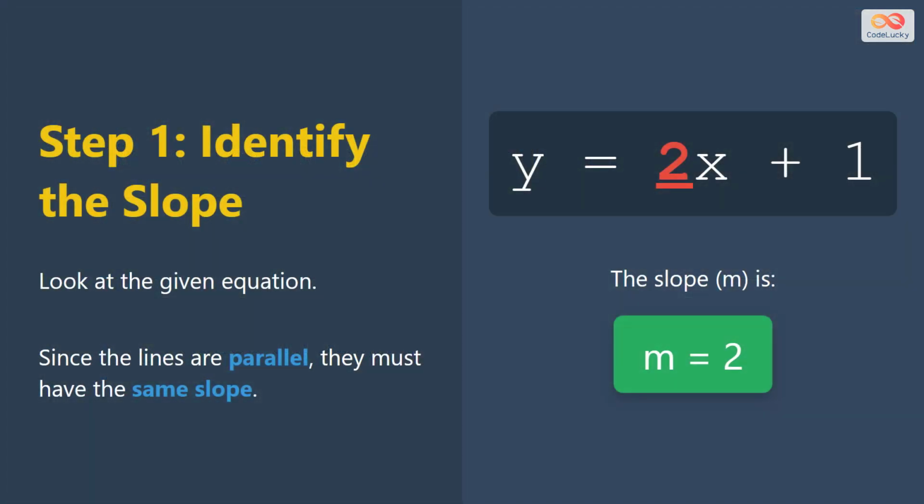Step 1 is to identify the slope. We look at the equation of the original line, which is y equals 2x plus 1. The number attached to the x is the slope, so the slope is 2. Since our new line is parallel, it must have the same slope. Therefore, our new slope, m, is also 2.